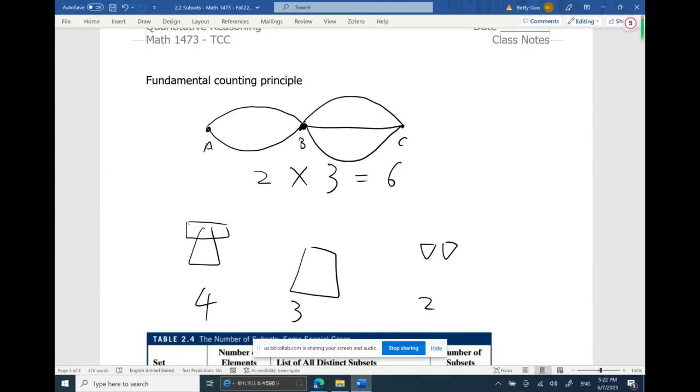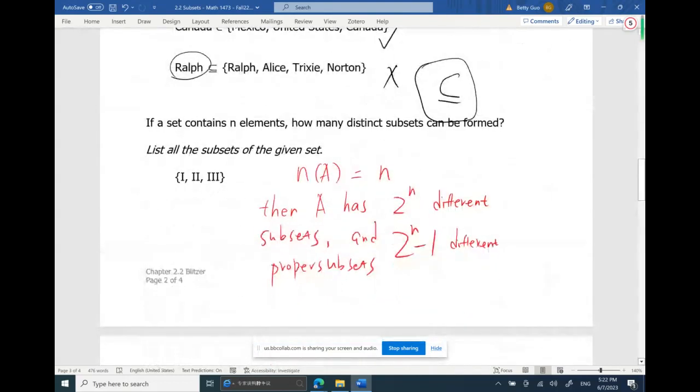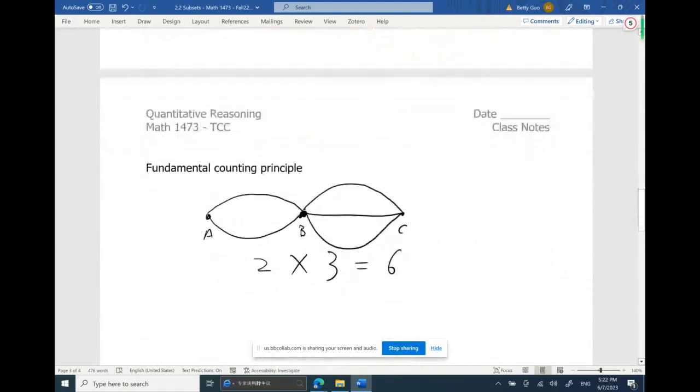You don't add the 3 numbers, okay? You multiply the 3 numbers. 4 times 3 times 2. You have 24 different ways to dress yourself for the party. That is the so-called fundamental counting principle. Why do we need to know the fundamental counting principle to prove this conclusion? Let me explain, all right?